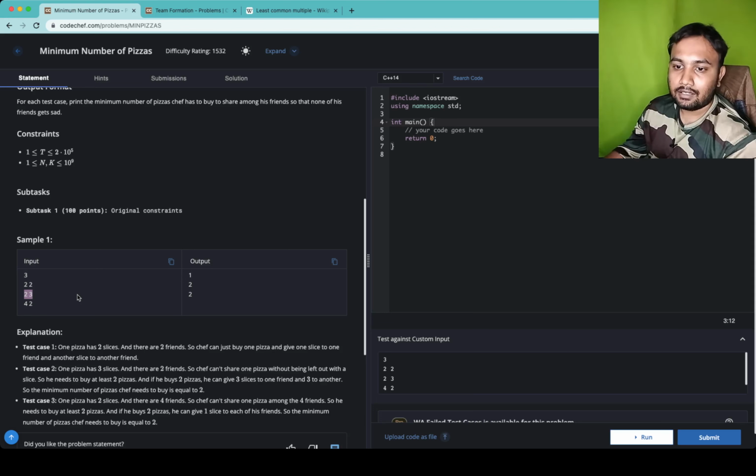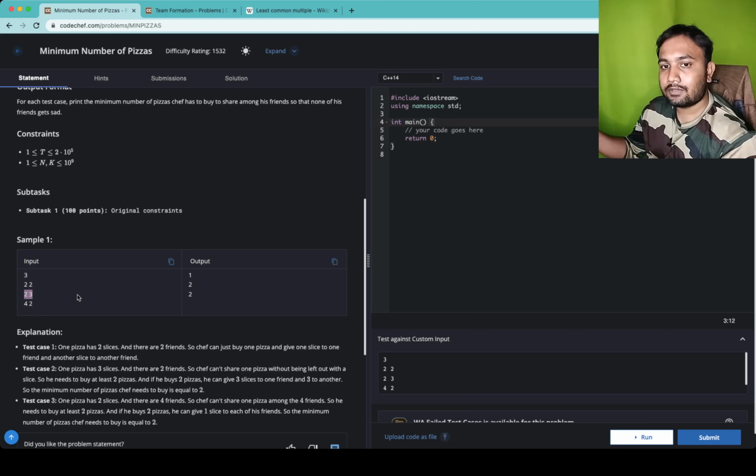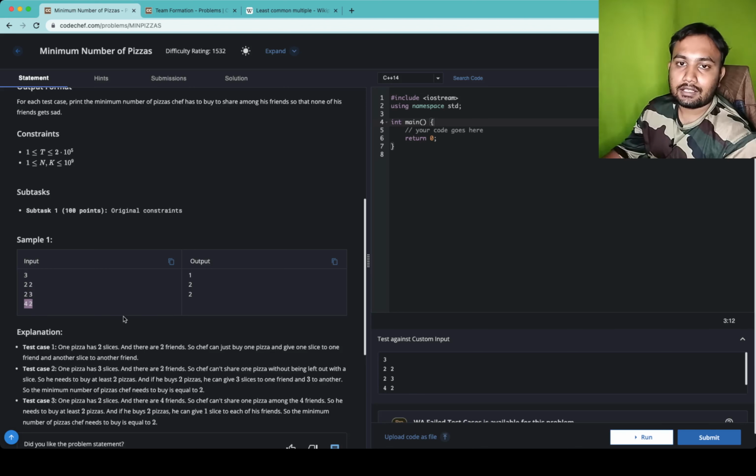with 3, that will be your number of pizzas, because one pizza has 3 slices and you have 6 slices, so how many pizzas you will have? 6 by 3, which is 2. Similarly, one pizza has 2 slices and you have 4 slices here, so in that case basically how many pizzas you will have? 4 by 2, 2.